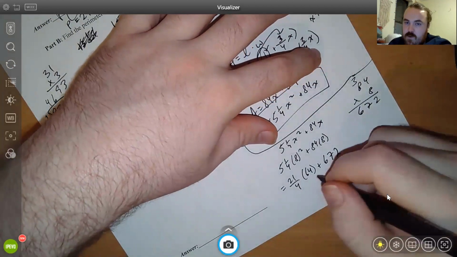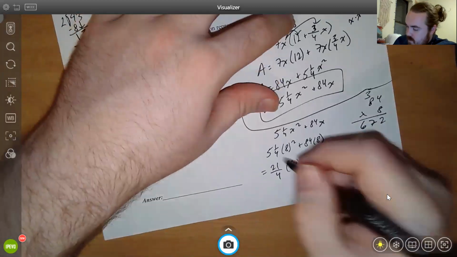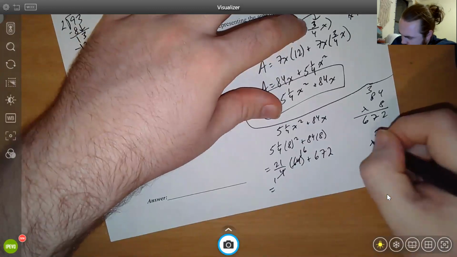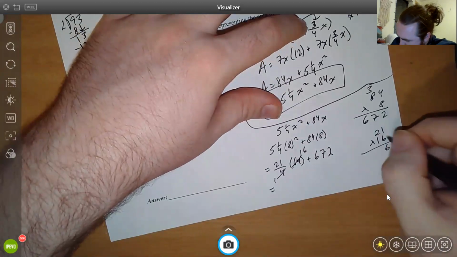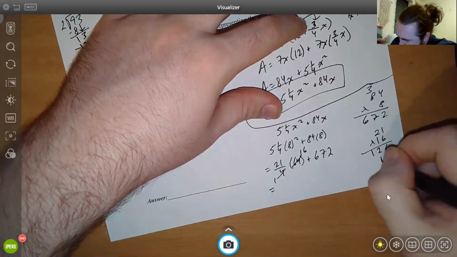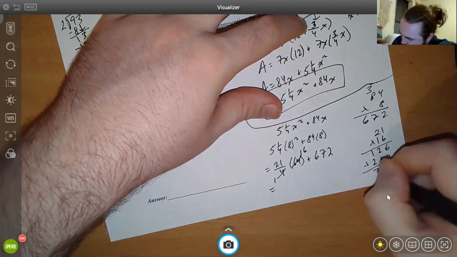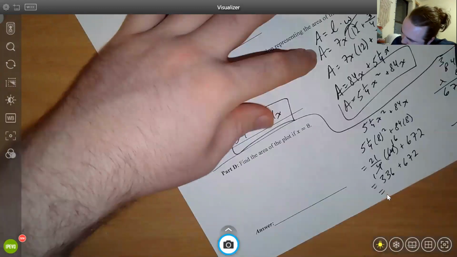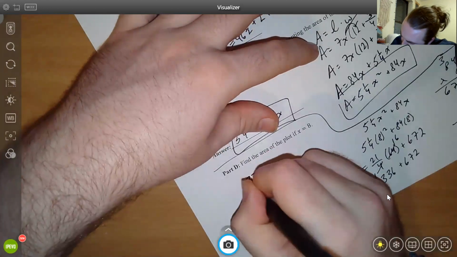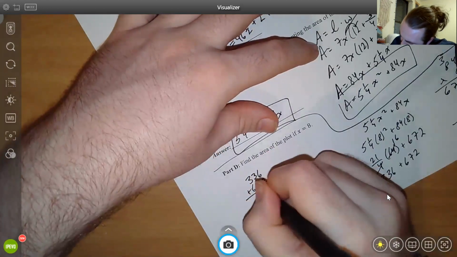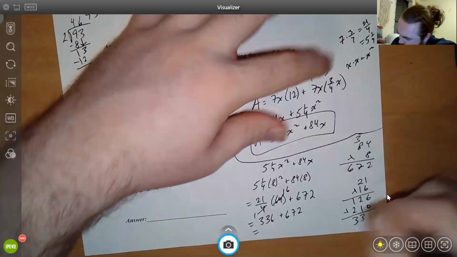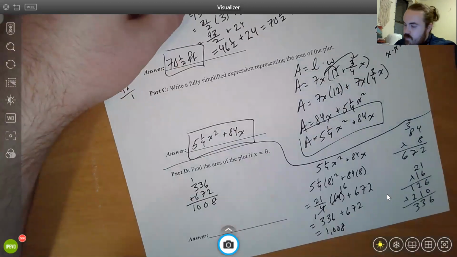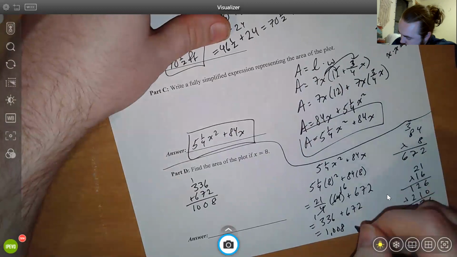All right, remember, 64 can be divided by 4. 64 divided by 4 is 16. I have 21 times 16, which is 336, plus 672 is 1,008. This time, however, it's not feet. Area multiplied, feet times feet, is feet squared.